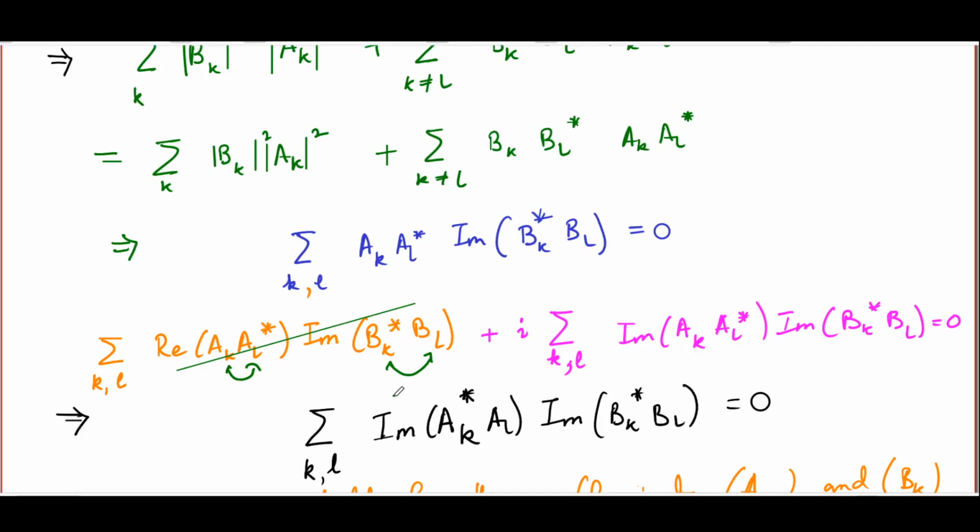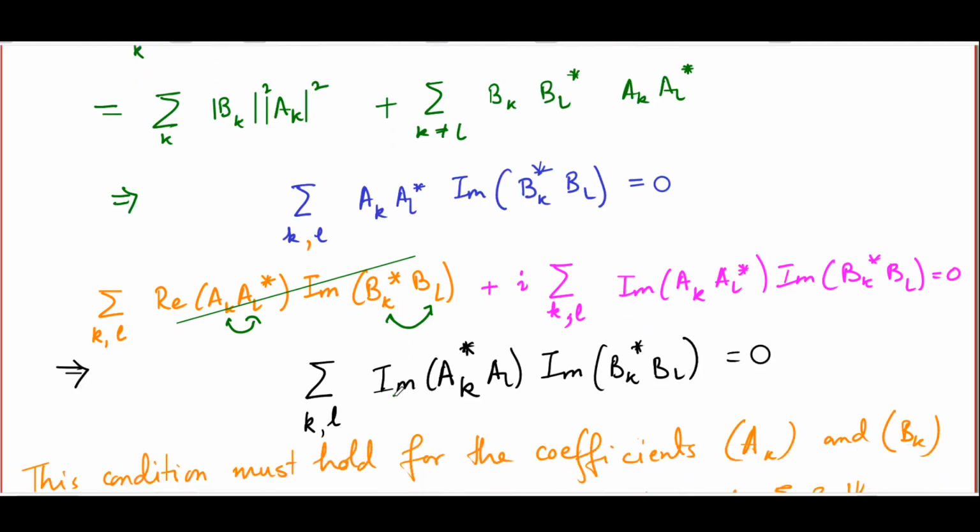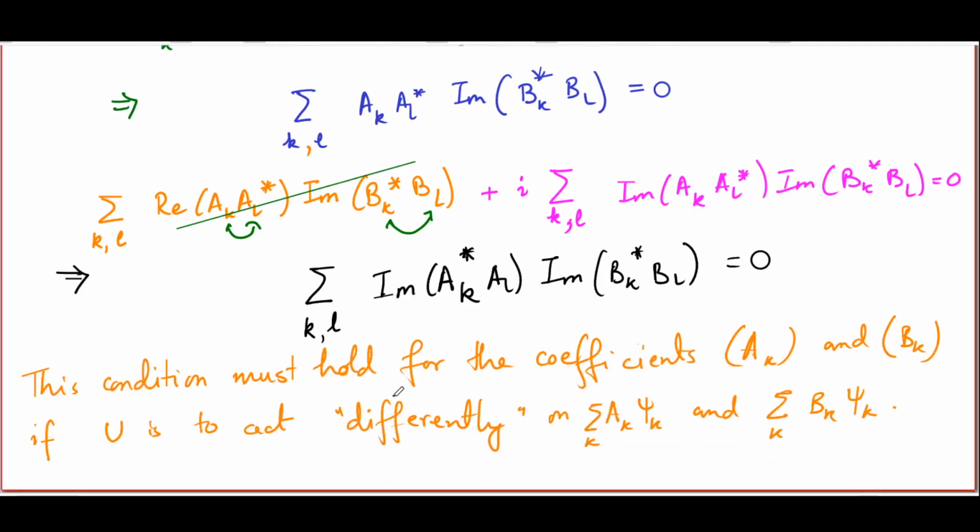Now this is the condition that the coefficients of two wave functions, sum over K of AK psi k and sum over K of BK psi k, must obey in order to allow the operator U to act differently on the two, that is, linearly on sum AK psi k and antilinearly on sum BK psi k. We will now proceed to show that even if this condition were to hold for particular AKs and BKs, which is of course always possible, you still cannot act differently on the two wave functions.